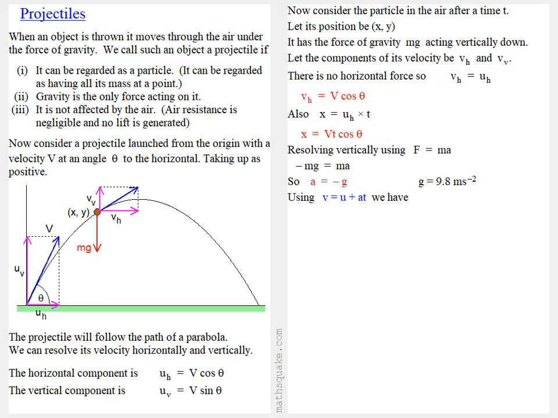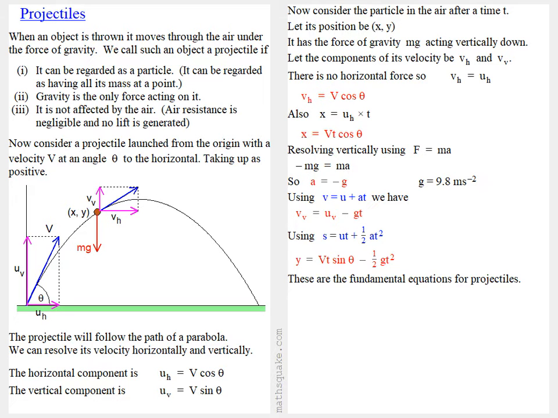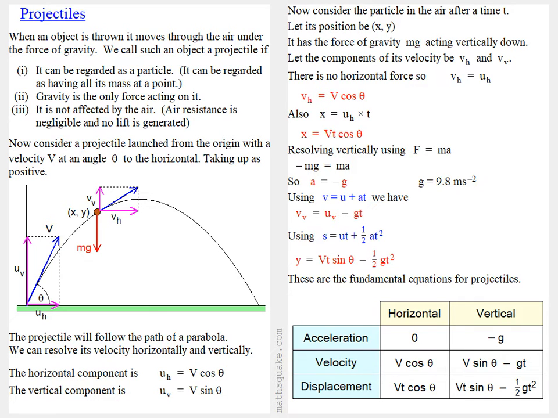So using v equals u plus at, we have v little v equals u little v minus gt. In other words, the final vertical velocity is equal to the initial vertical velocity minus gt. And if we use s equals ut plus a half at squared, we get y, the height, equals vt sin theta minus a half gt squared. And these are the fundamental equations for a projectile. We can put them in a table.